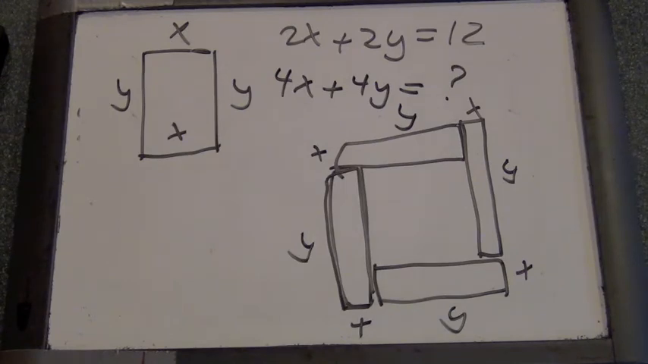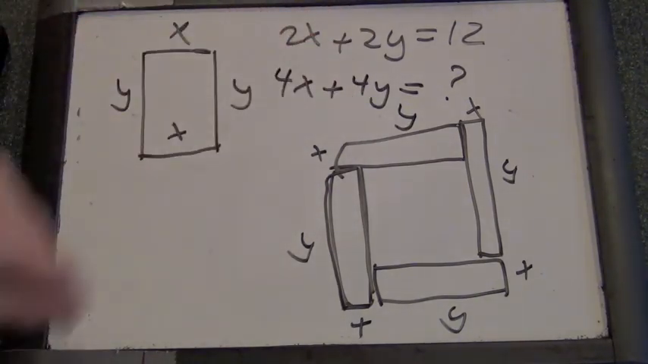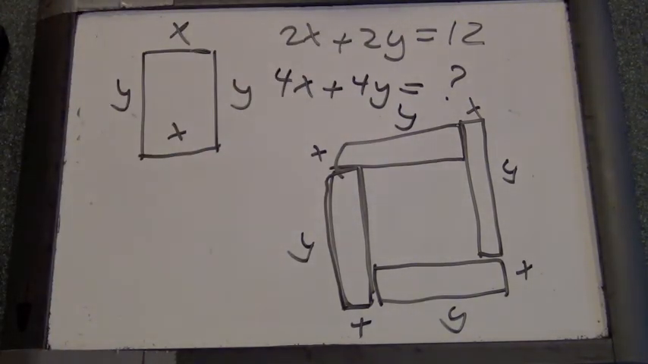Why? Because it's 2 times 12, because 2x times 2 is 4x, and 2y times 2 is 4y. So we just do 2 times 12, which is? 24. So no matter what x and y are, it actually ends up being 24.